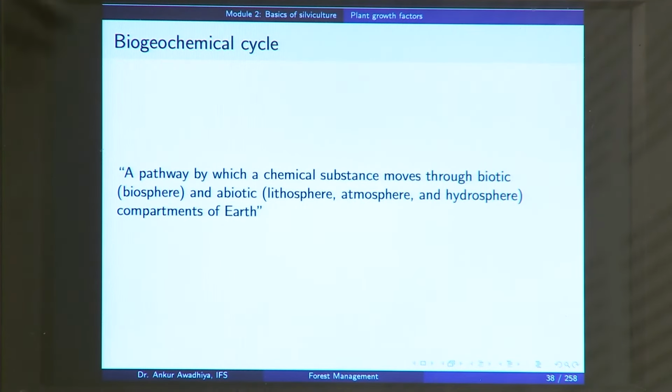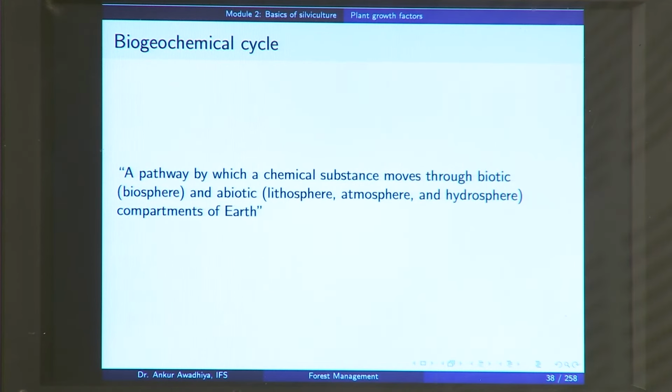So, your nutrient is moving through the bio portion, the living portion, and the geo portion, which is the earthy portion. Now, earth comprises the atmosphere or the air, the lithosphere or the solid portion, which comprises the soil and the rocks, and the hydrosphere, which comprises the water bodies. And at the combination of all three of these, we also have the biosphere, which is the living component.